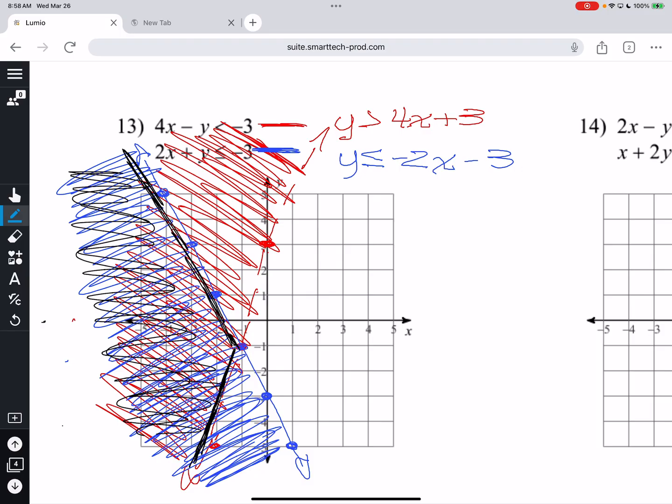Pick one. 14, 15, or 16? Which one? 15. Hop on it.